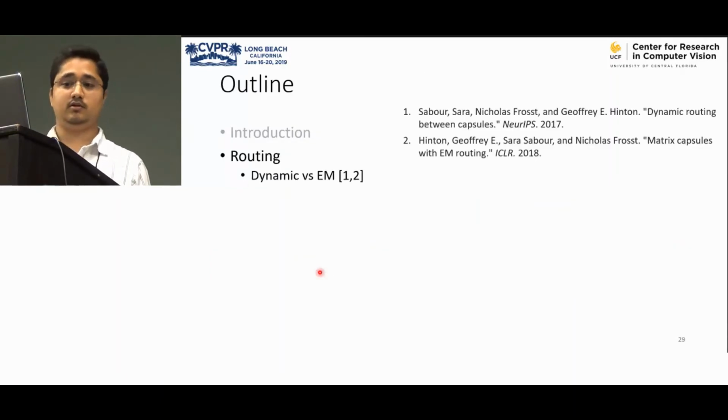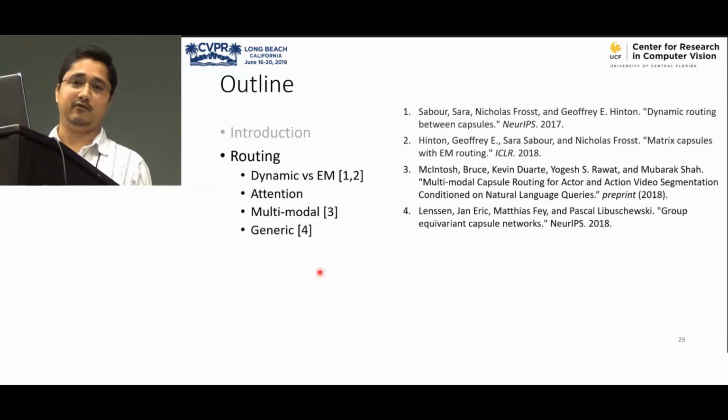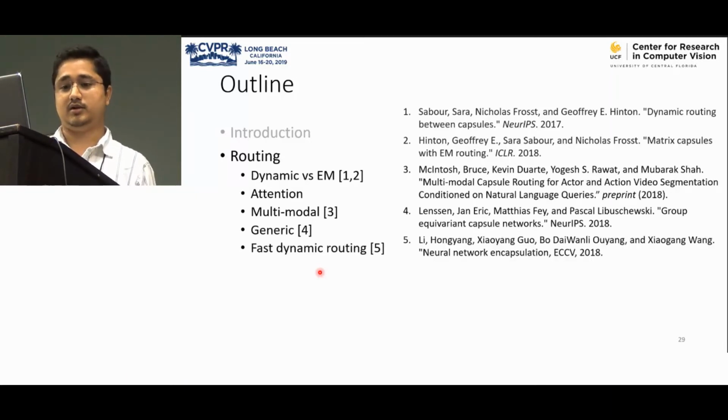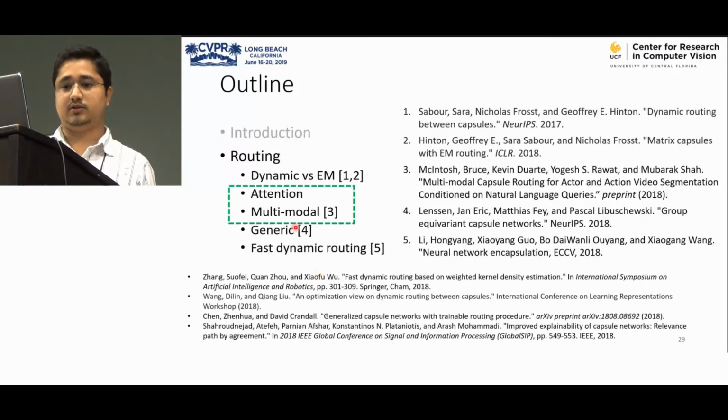So for routing, these were the original two works where we have dynamic routing, then we have EM routing version of that. So there are other variations as well. We have attention in routing. We can have multiple modalities as input, and routing can be used to do some kind of filtering or attention, and we have some other variations as well. So this attention routing and multimodal routing, again we have a separate session for this, so we'll talk in more detail in this.